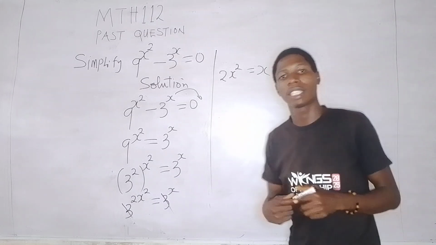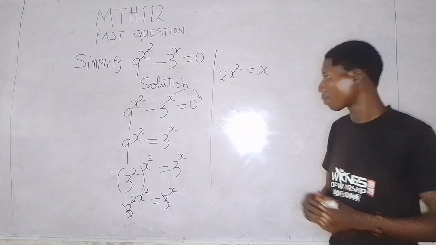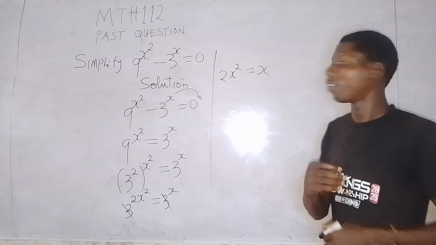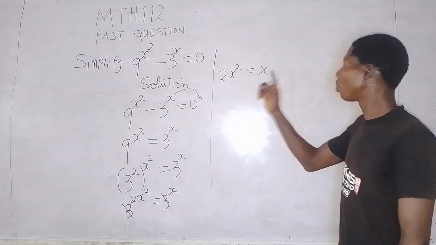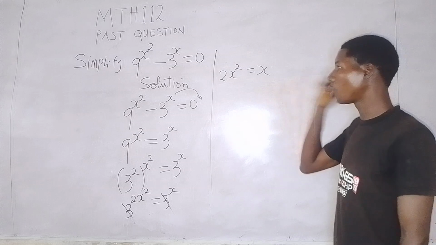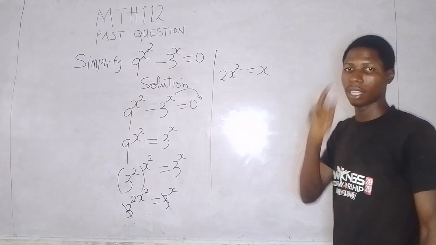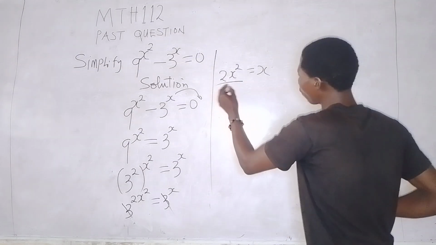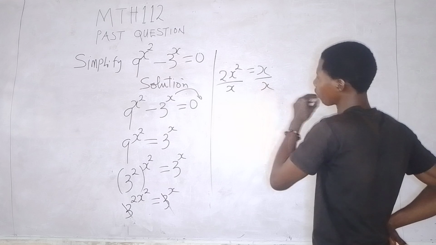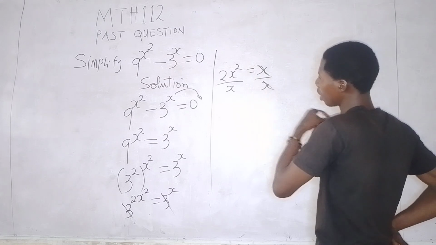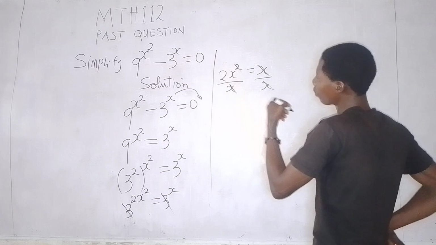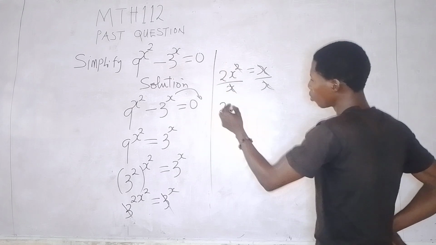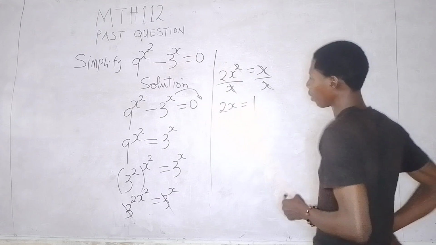But I'm interested in getting the value of x. To find the value of x, this is the coefficient of x here. I'll divide both sides by x. I'm going to divide 2x squared by x. This x will cancel this x. You remember that this one is squared, so this will cancel one power from here. Here will now be 2x is equal to 1.